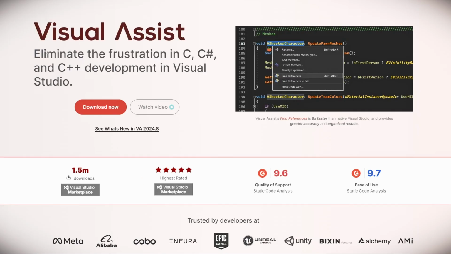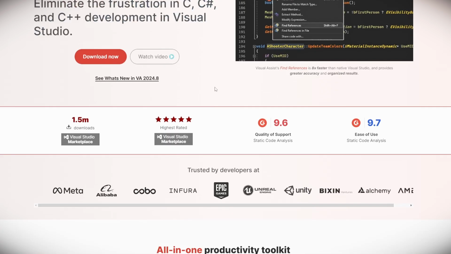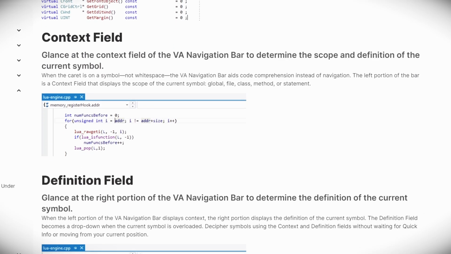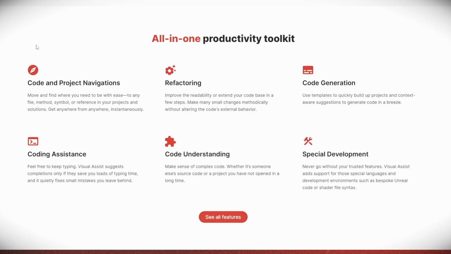Visual Assist is an extension that makes development in Visual Studio less frustrating and way more efficient. Whether you're working with C, C#, or C++, Visual Assist speeds up your workflow, suggests actions right when you need them, adds options where you expect them, and overall improves or even replaces native Visual Studio features. Alright, enough theory. Let's check this out.